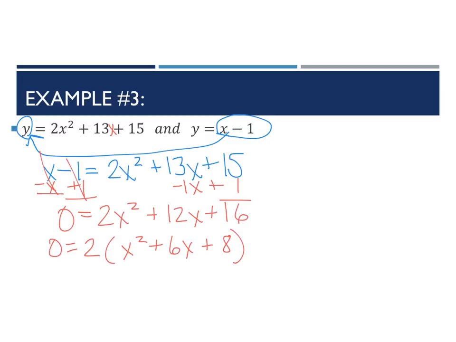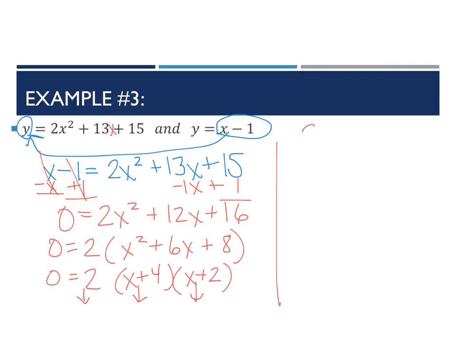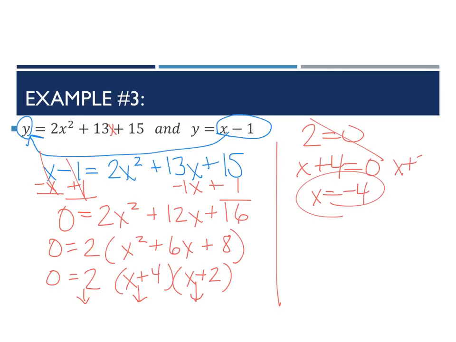Yes, that makes it lots easier because now you could play the x game with the 8 and the 6 if you like and find these two factors. All of that equals 0, and officially define your solutions. You set each individual factor equal to 0. I'm going to continue on the next side over here. So I set 2 equal to 0, which actually makes no sense, so that's not a solution. I set x plus 4 equal to 0, which gives me x is negative 4. And I set x plus 2 equal to 0, which gives me negative 2.